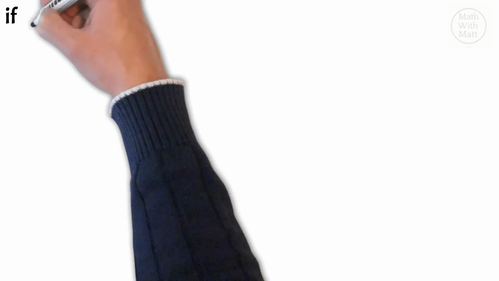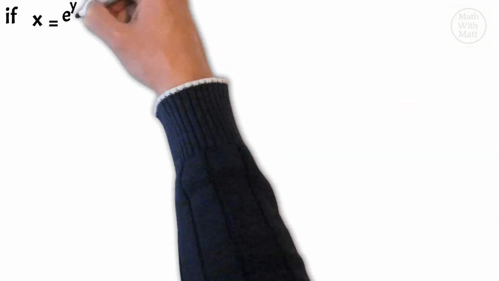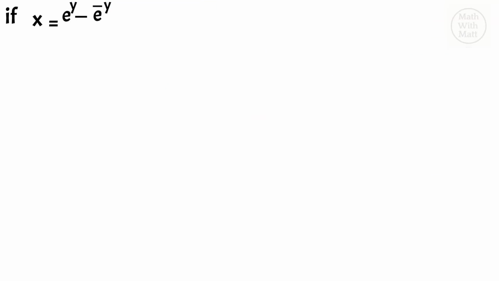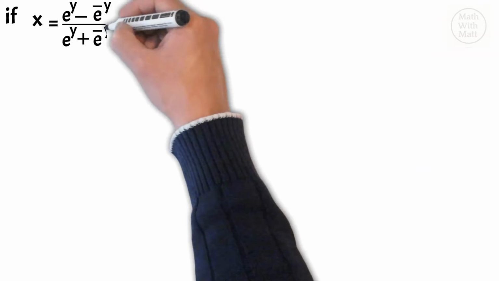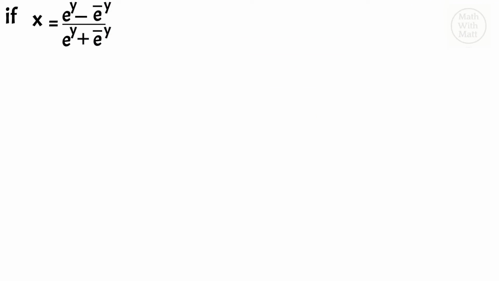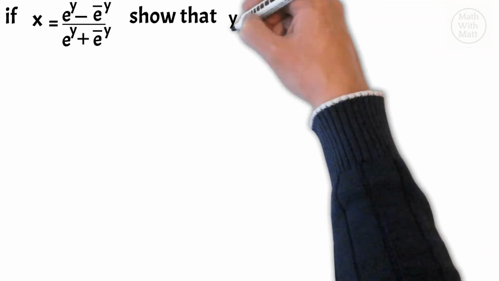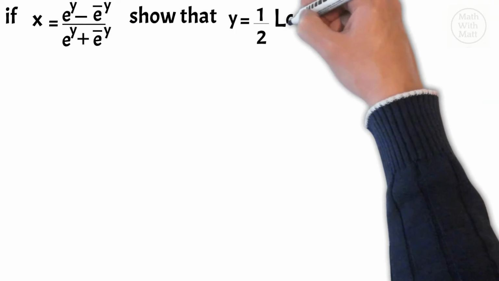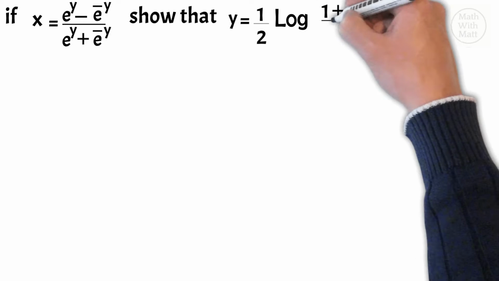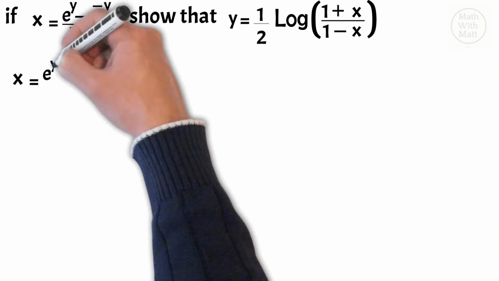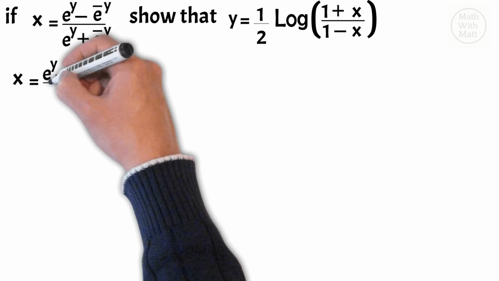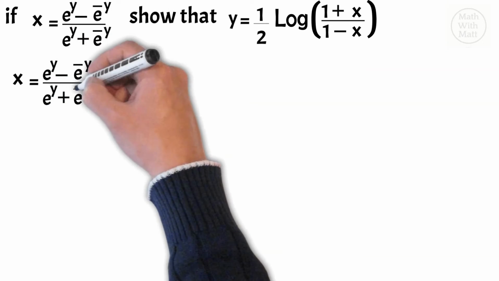This problem is also a bit different. It states, if x equals (e power y minus e power negative y) upon (e power y plus e power negative y), then we must show that y equals 1 upon 2 times log of (1 plus x) upon (1 minus x). This log has base e as we know already. We don't need to equate this to a variable like k, as there is only one equation, unlike previous problems where we had multiple given equations.